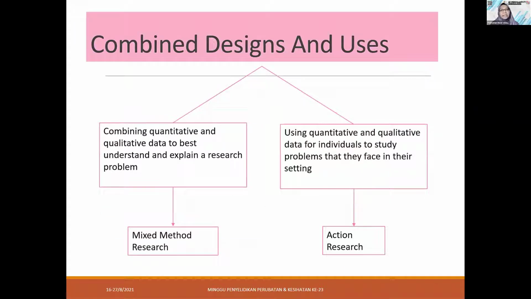There are also combined designs, combining both quantitative and qualitative. When we combine qualitative and quantitative data to best understand and explain a research problem, we call it mixed method research. It can be explanatory or exploratory, depending on which method comes first. Then using quantitative and qualitative data for individuals to study problems that they face in their setting, we call it action research. Both are a mix of quantitative and qualitative.